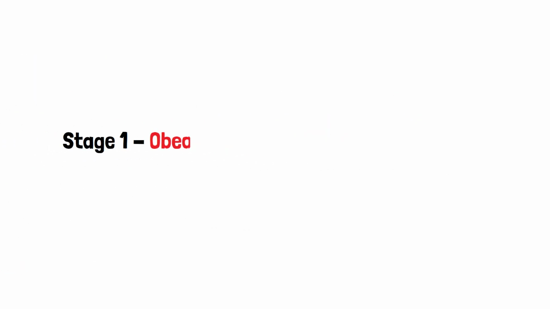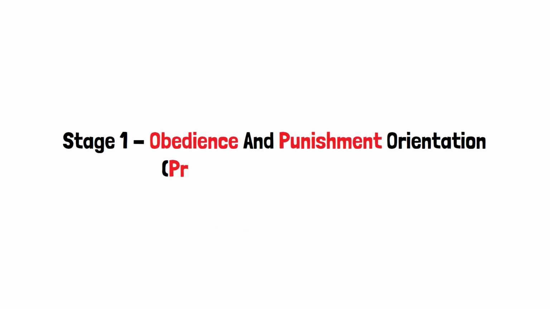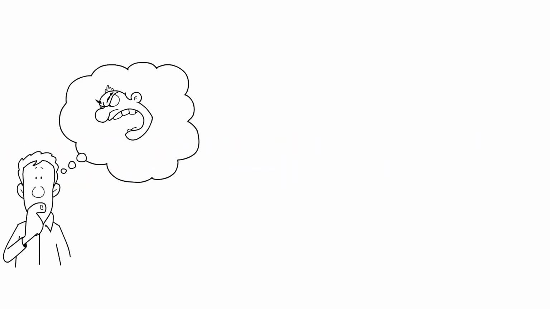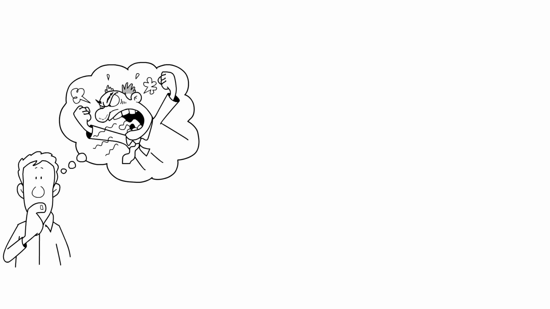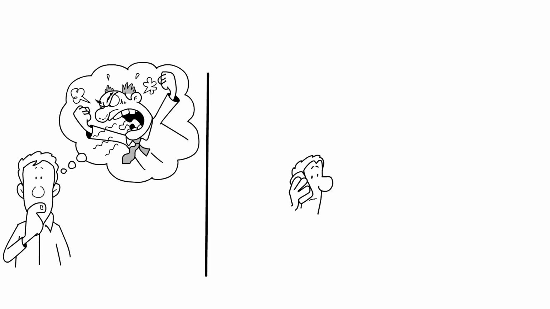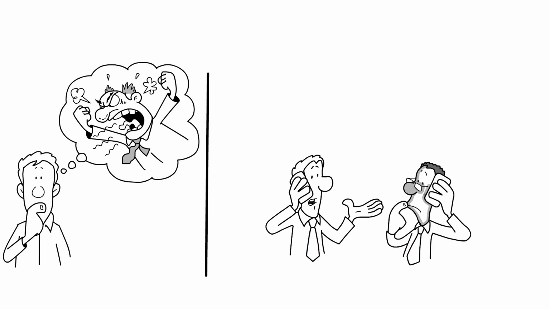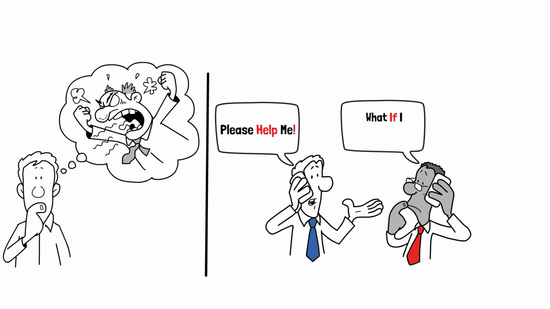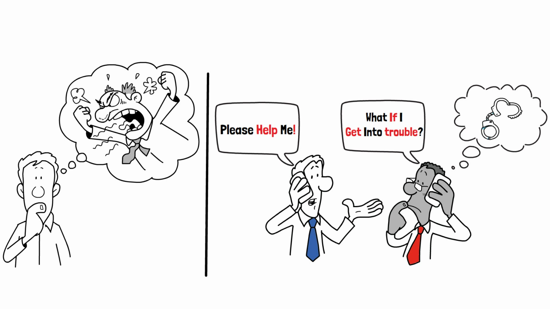Stage 1. Obedience and punishment orientation, pre-conventional stage. At this stage, individuals' moral judgments are primarily driven by the fear of punishment. If you find yourself in this stage, you might consider the potential consequences of stealing and be hesitant to assist John due to the risk involved. Your action might involve refusing to help him, prioritizing personal safety and avoiding any potential legal consequences.